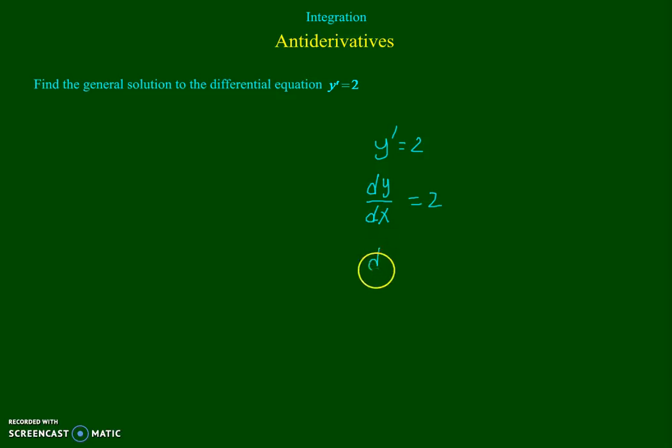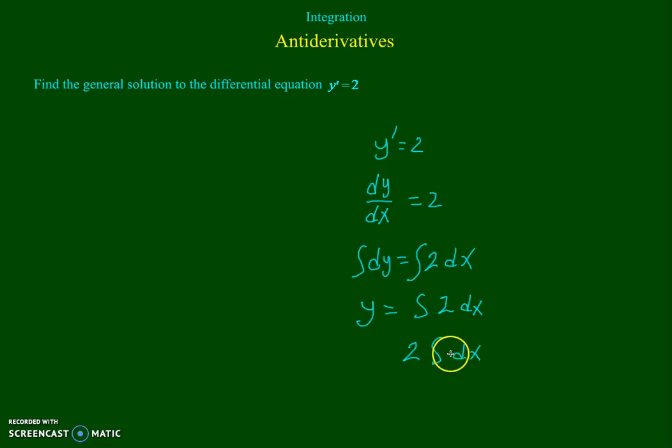And I want to write this in terms of its differential form. So dy equals 2 dx. Now to solve this, we're just going to integrate both sides. So we integrate this side with respect to y, integrate this with respect to x, and we have y equals the integral of 2 dx. This undoes itself here. And the integral of 2 dx, this is the constant multiple rule, so we pull out the 2. 2 times the integral of dx.